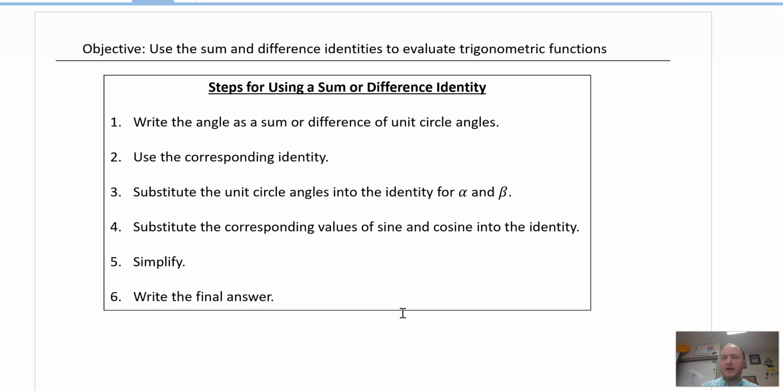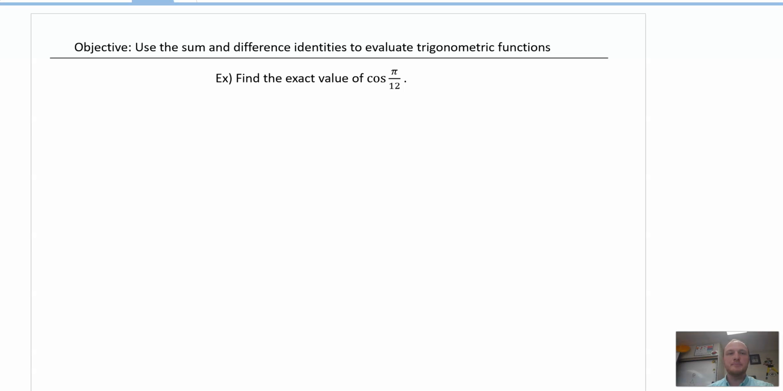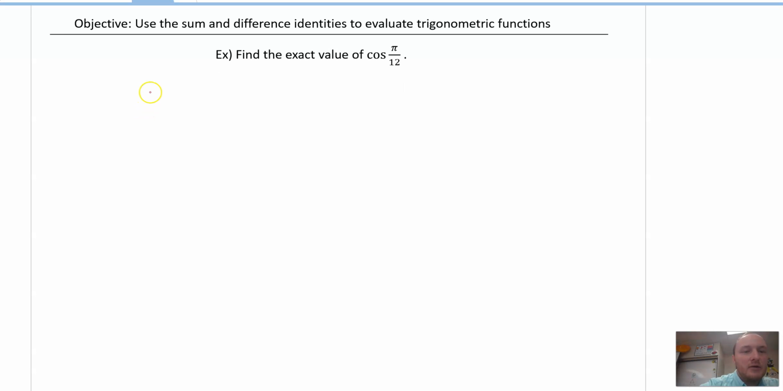Okay, let's go ahead and look at an example. So here they want us to find the exact value of cosine of pi twelfths. Okay, so the first thing that I need to do is I need to find an angle. I need to figure out, okay, what is pi over 12? One good thing is to maybe think about your main unit angles. So if I have pi over 3, pi over 4, and pi over 6. So what would these be in terms of pi twelfths?